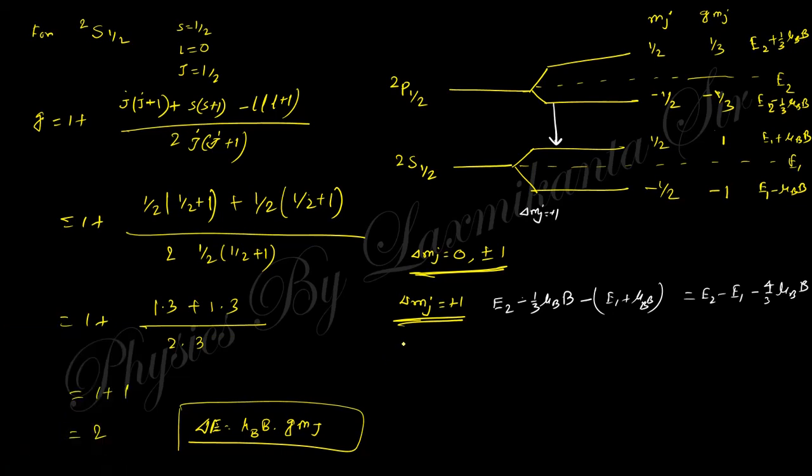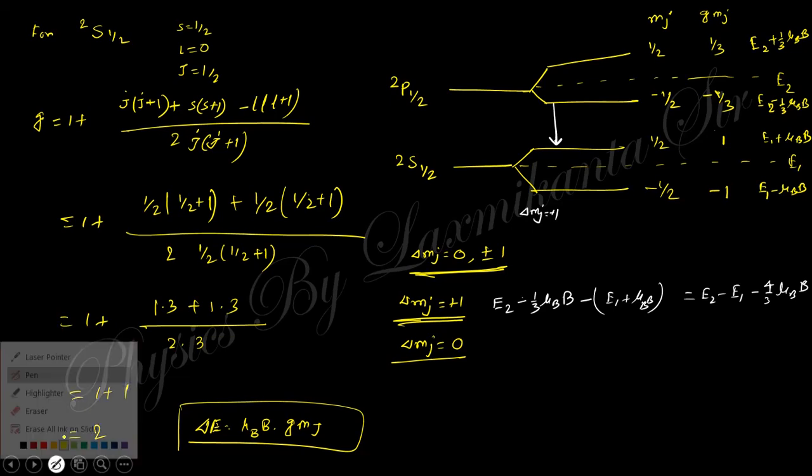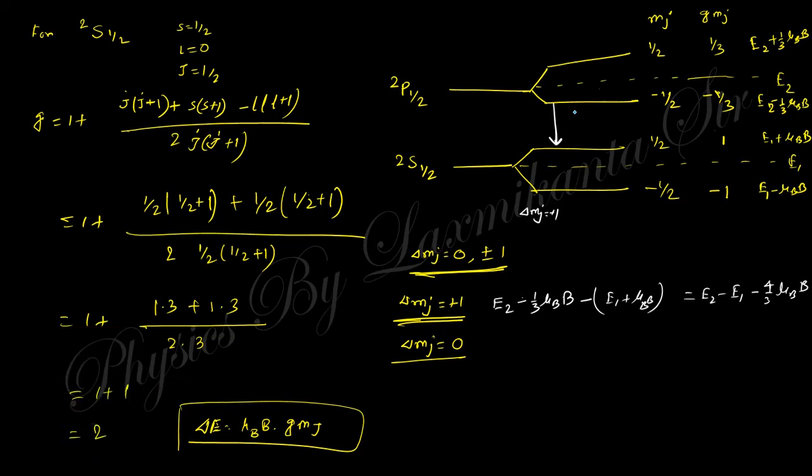But if you take delta mj equals 0, that is final minus initial is 0. So this is the half to half transition 0, and this is minus to plus 1. So we take that this is 1 and this is 2. Write down this is 1 and this is 2. So in case of 1, what is the energy gap? Energy gap is E2.